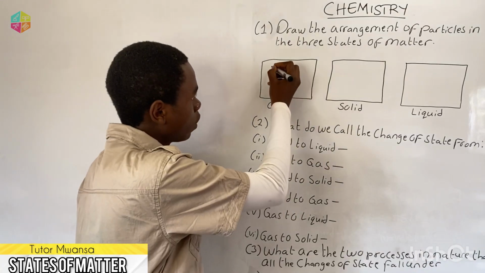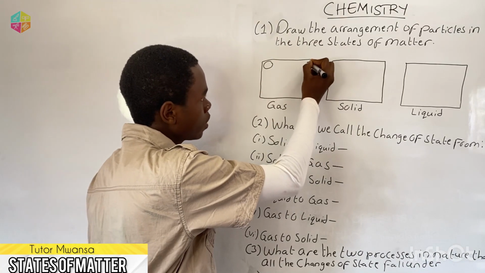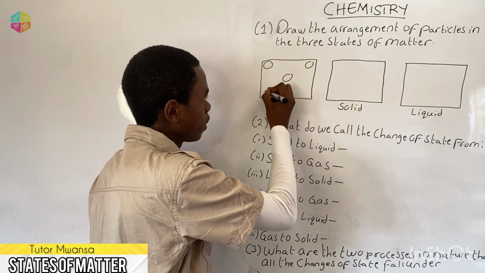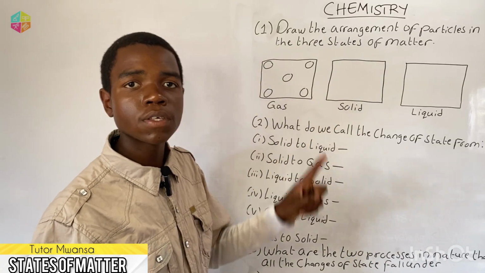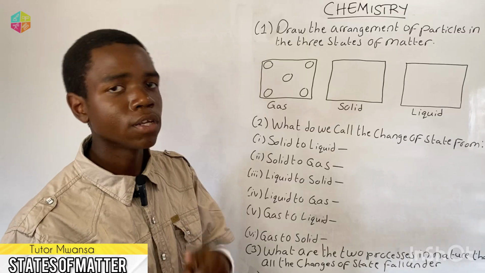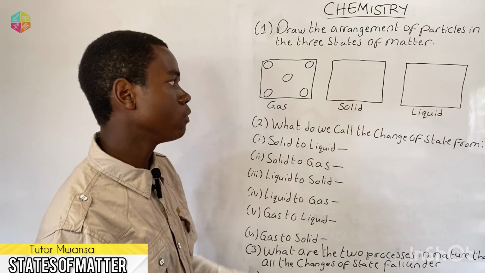Far apart. So I'll put a particle there. I'll put another one there, another one there and another one there. Even one here. So this is how particles in gases are arranged. Is that all right? Okay, let's move on.